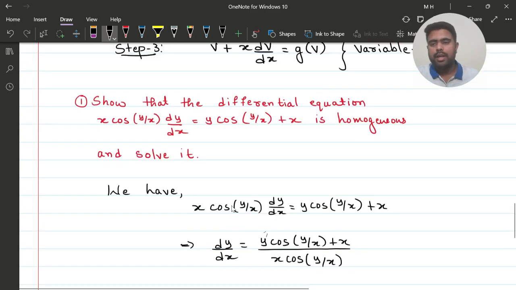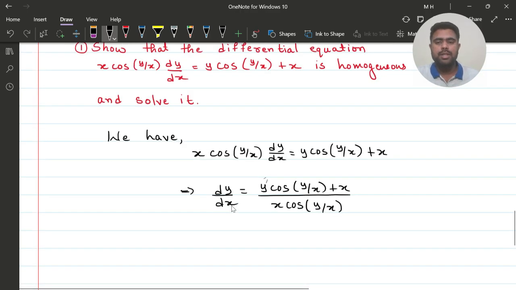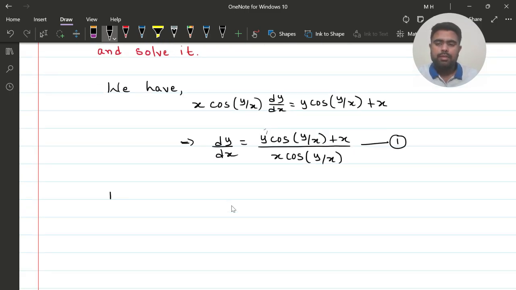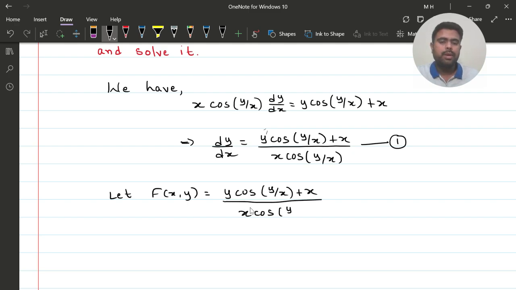But before solving that, they have asked to show that this is a homogeneous differential equation. How will I show that? For the time being, I'll call it equation 1. What I will do is let this RHS be f of x comma y. F of x comma y equals y cos of y by x plus x divided by x cos of y by x.